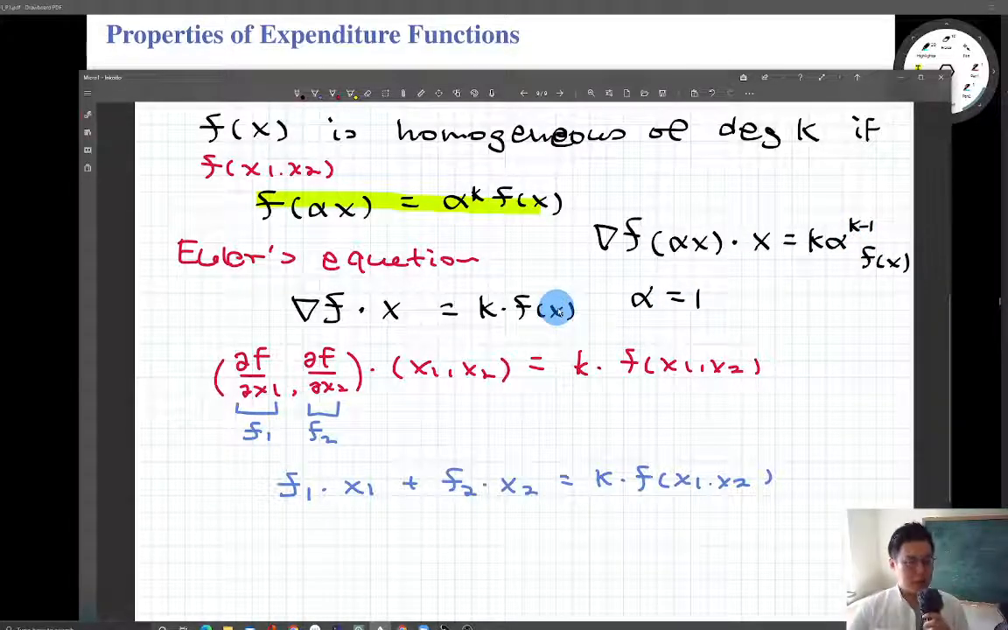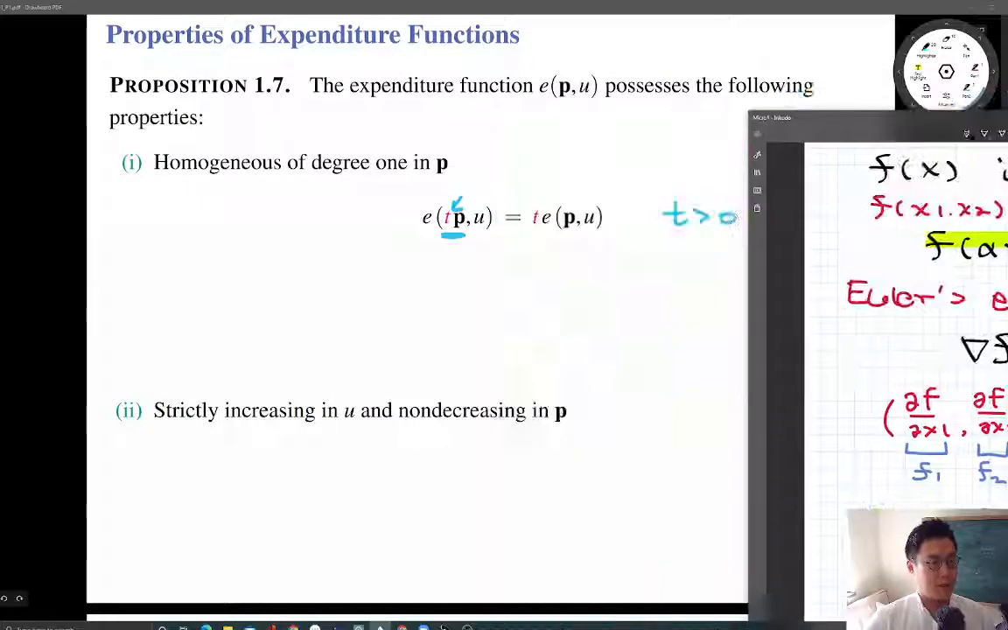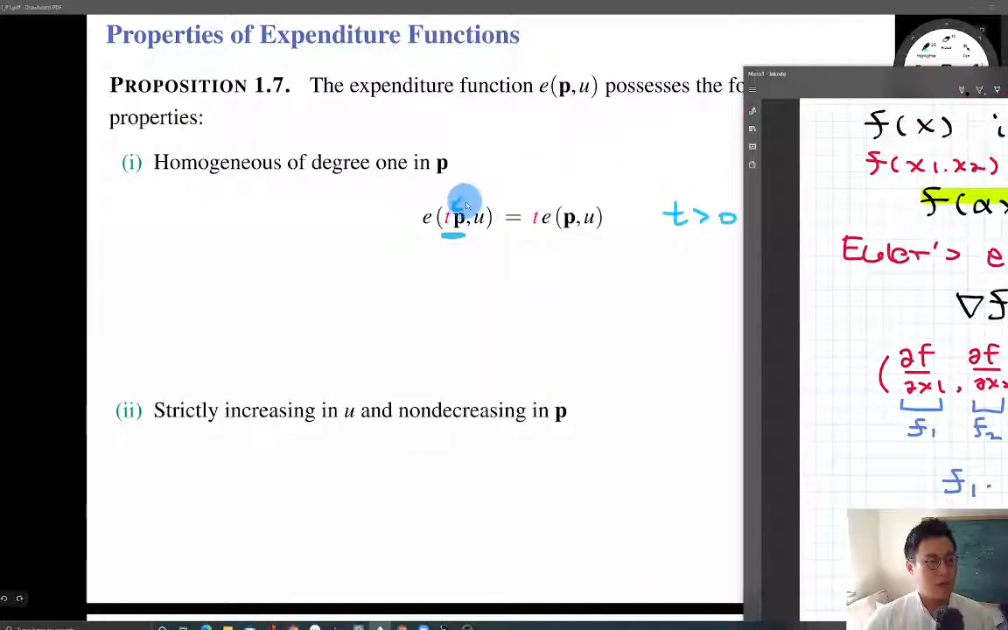All right, so consequently, if the expenditure function is homogeneous of degree k, or degree 1 in the price vector p, then we have this property.